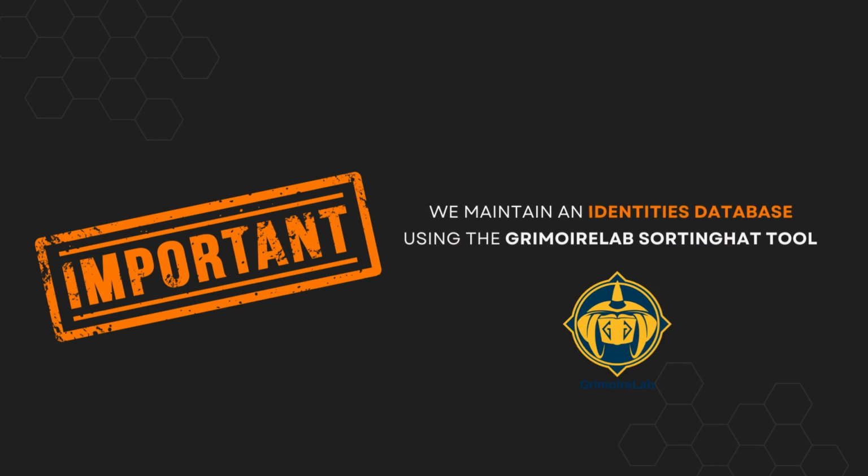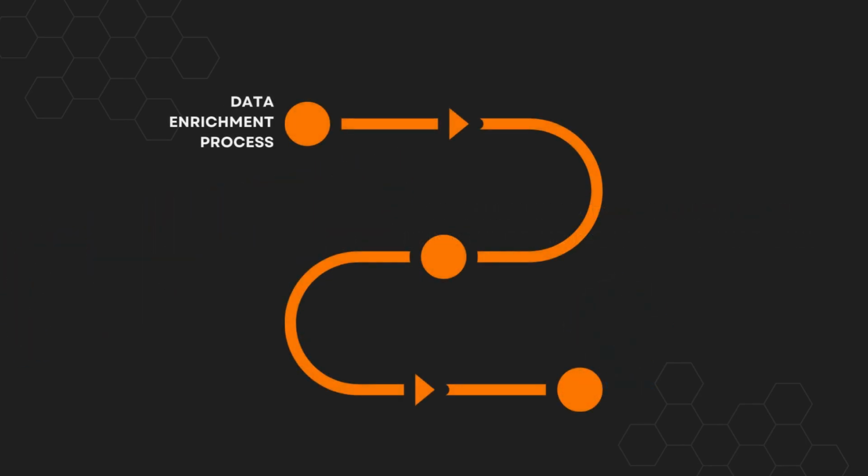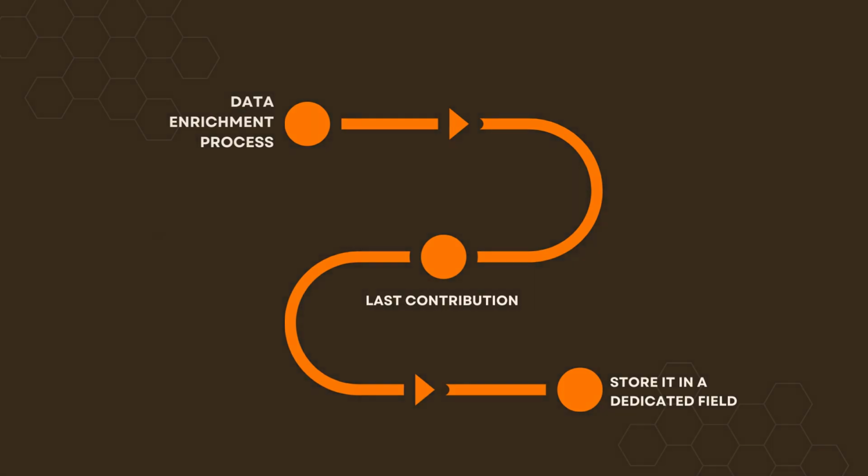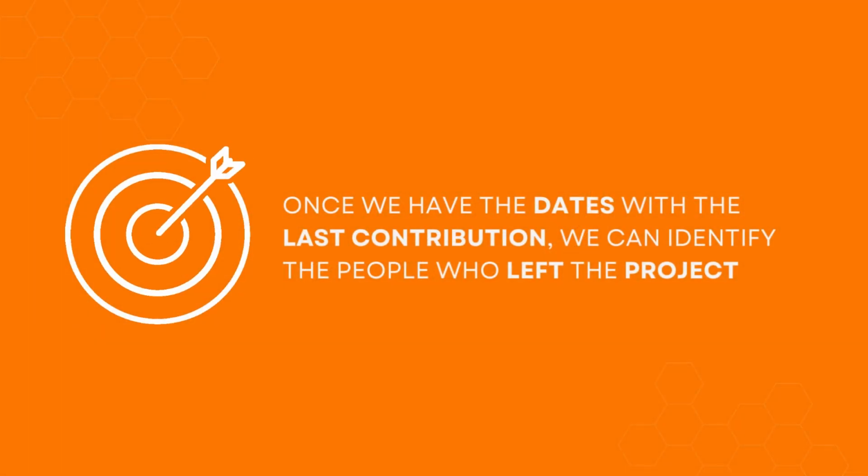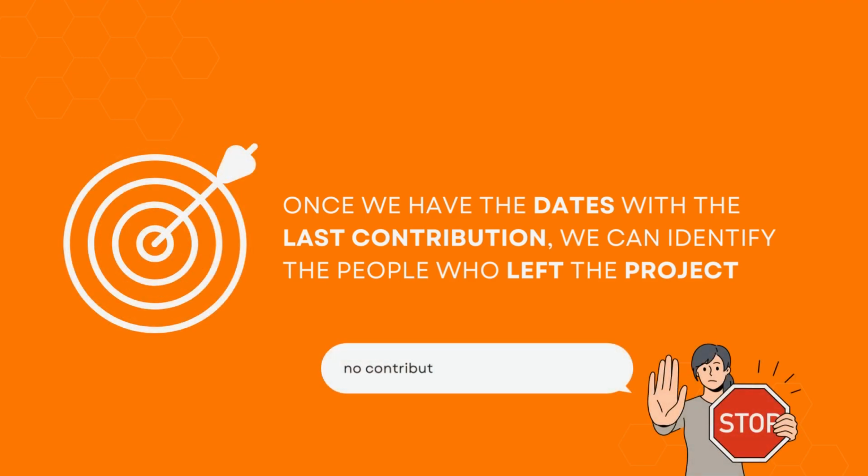Once the process identifies all the unique contributors, we need the data enrichment process to calculate the date with the last contribution for each project member and store it in a dedicated field. Once we have the dates with the last contribution, we can identify the people who left the project. Our standard definition of a former developer is having no contributions from that member in a 6-month window.